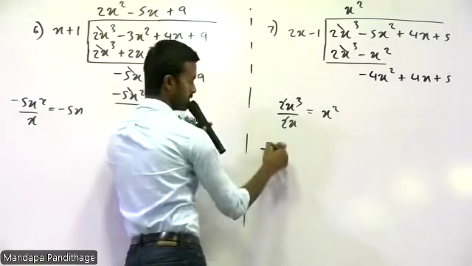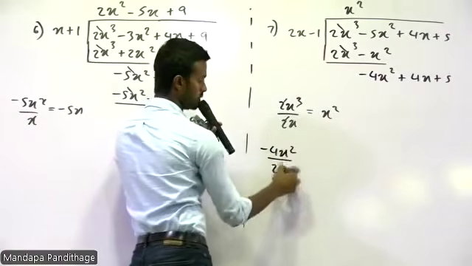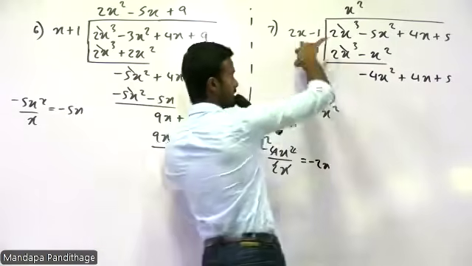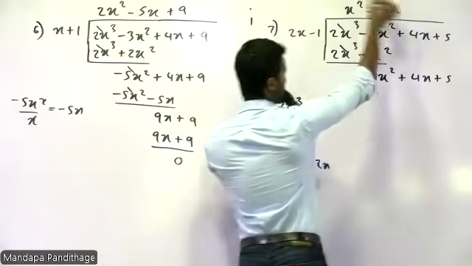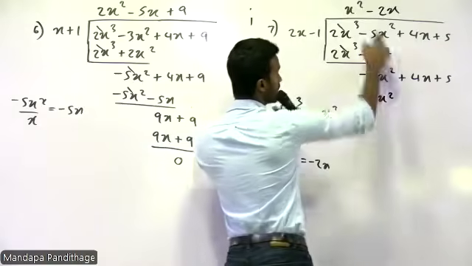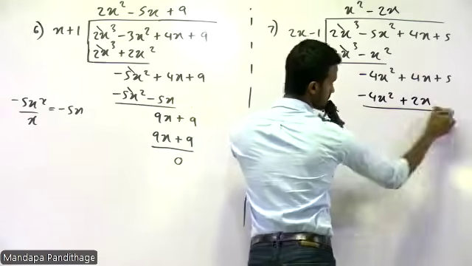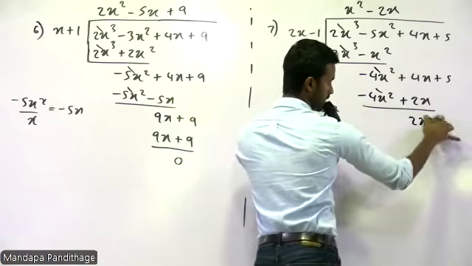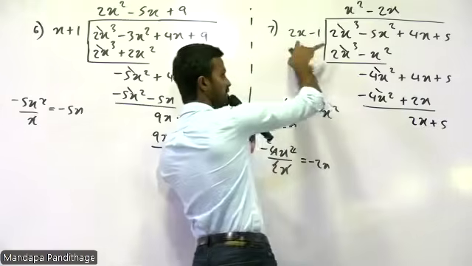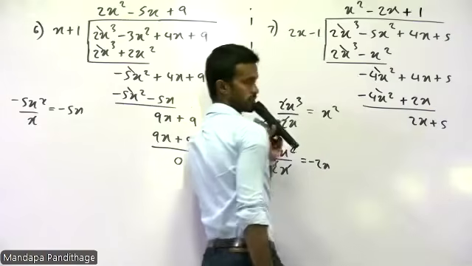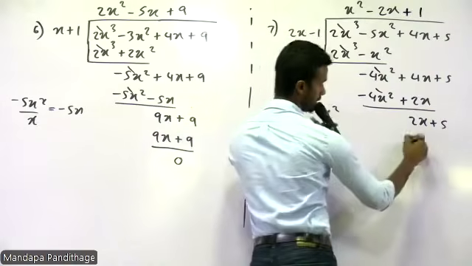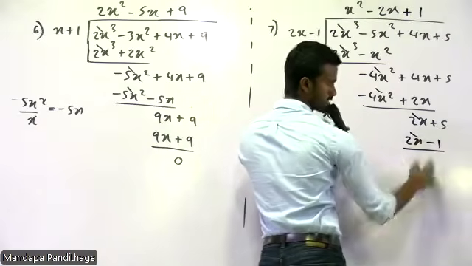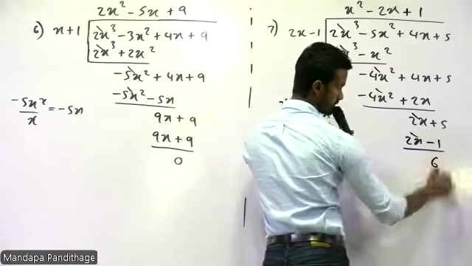Then again, you have to divide minus 4x squared by 2x. 2 is remaining, x is remaining, this is minus 2x. So when you divide this by this, what do you get? It's minus 2x. Again multiply, minus 4x squared, minus minus is plus 2x. Now these two cancel off. 4x minus 2x is 2x. 5 comes down. 2x divided by 2x is 1. Now multiply 2x by 1 into minus 1, it's minus 1. These two cancel off. 5 minus minus 1 gives you 5 plus 1, which is equal to 6.